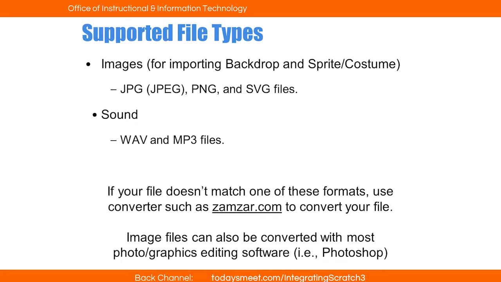So if you have some sort of image editor on your computer, you can use that to convert the file, like if you have Photoshop or something like that. If you don't, you can use an online service. Zamzar.com is a really easy one, but there are other ones out there. If you just Google file conversion, you'll end up with a bunch of different sites that can do it for you. And then the same thing with the sound. It supports WAV files and MP3 files. So if you have any other sound source, you're going to have to convert that as well.